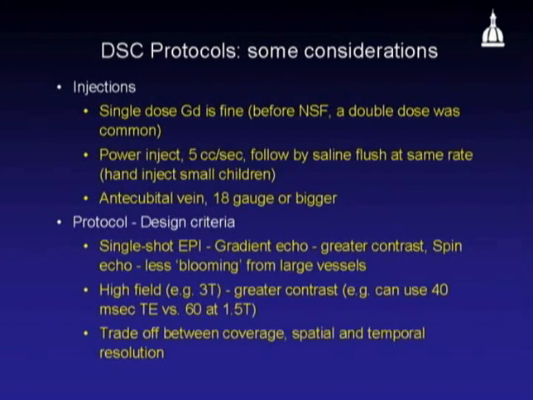And this susceptibility effect gets bigger as you go to higher fields. So this method actually works better at 3T than at 1.5. Or if you go to higher field, you can use a little bit shorter echo time, squeeze in more slices, and get similar contrast. So when you're designing your protocol, there's basically a trade-off between how much coverage of the brain you want, and I think it's very important to do whole brain coverage, what spatial resolution you want, and what temporal resolution you want.